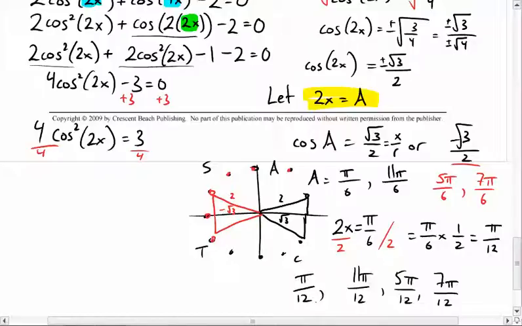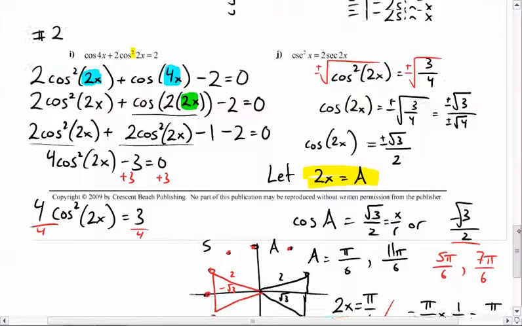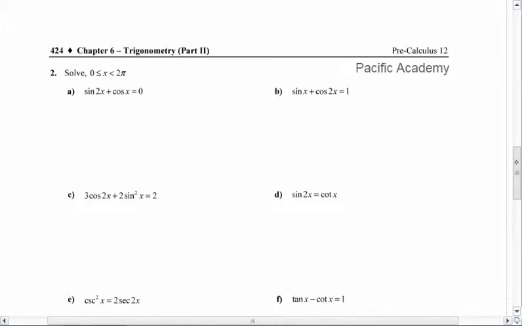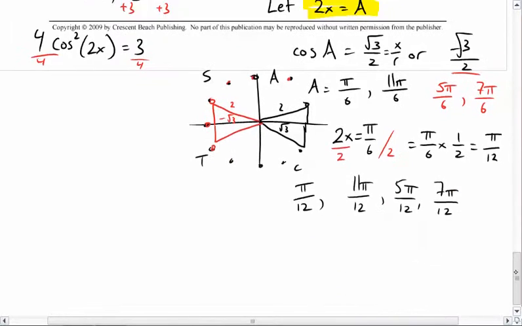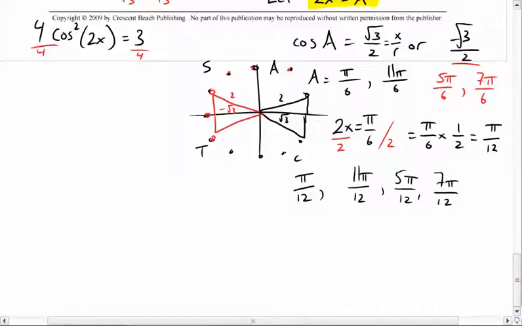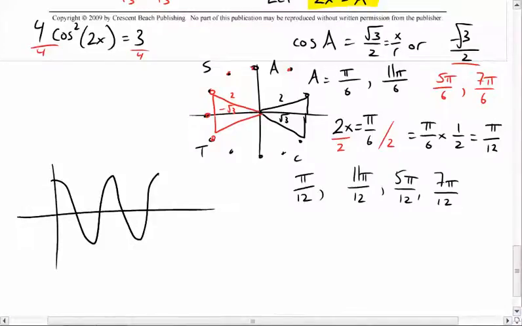Oh, nope, that's just 0 to pi. Let's see, what's the restrictions on this question? Solve from 0 to 2 pi. So I only got the answers from 0 to pi, halfway around the circle. Because when I have cosine 2x, then I can actually fit 2 waves from 0 to 2 pi. So I found out when this is equal to positive root 3 over 2, and I got 2 answers. And I found out when it is equal to negative root 3 over 2, and I got 2 answers.